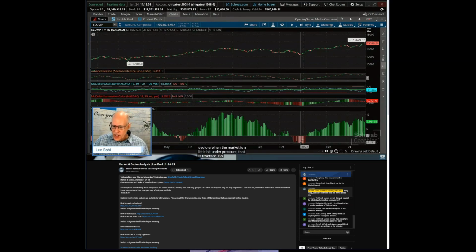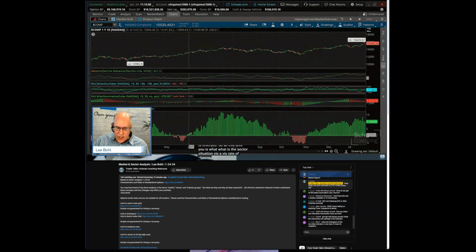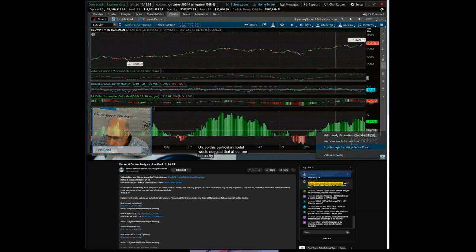So all this tells you is, what is the sector situation vis-a-vis rate of change going on? If it is above zero and climbing, it means that the more aggressive sectors are doing better, and it's a stronger signal. If it's negative, that means the reverse, and you can see that often led to a little decline there, right? So right now, it's generally going higher. So this particular model would suggest that conditions are basically a positive, okay? All right.